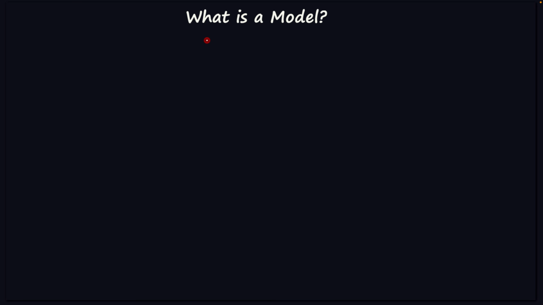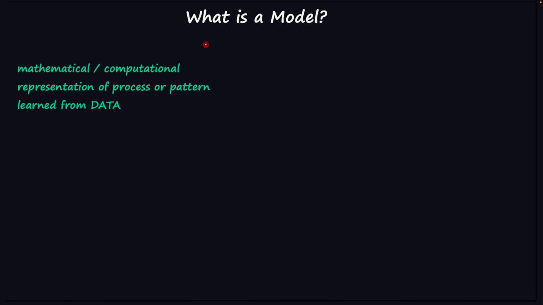Let's see what a model is in this video. A model is simply a mathematical or computational representation of a process or pattern learned from data. Let's break this down with an example.